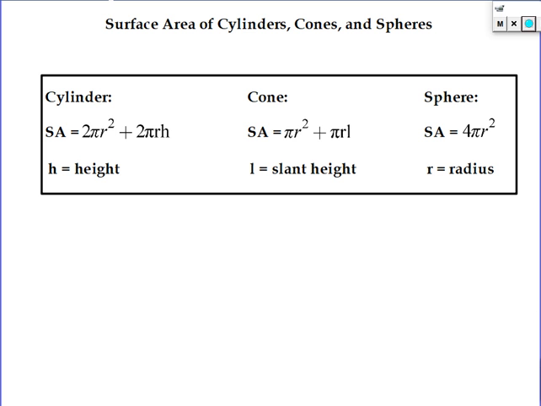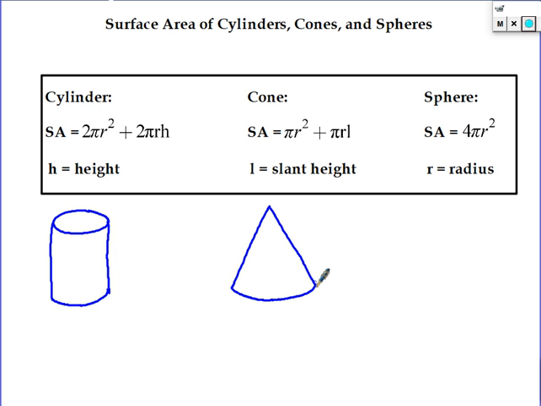Okay, so for the cylinder, we know that it's kind of like a prism with circles for bases. It's going to look something like that, like a soup can. A cone, again, you could think of like a traffic cone or an ice cream cone. So it's a pyramid, really, with a circle as its base. And then a sphere, we know, is just a ball.